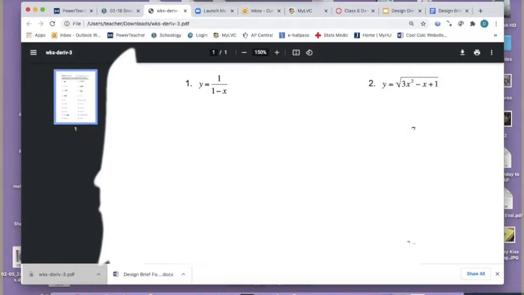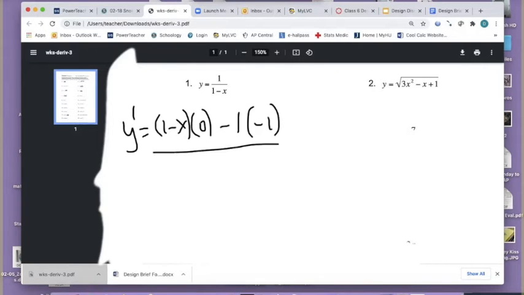Okay, as fast as I can, number 1 and 2. As fast as you can say it, you should be writing it. That's a quotient rule. Bottom times derivative of the top, minus the top times the derivative of the bottom, over the bottom squared. Done.